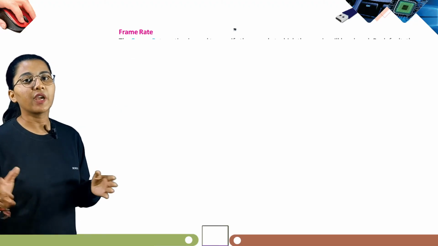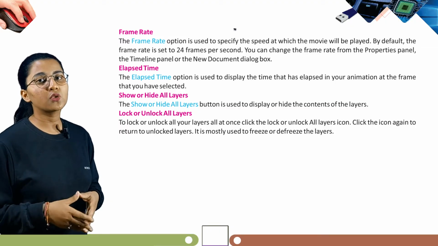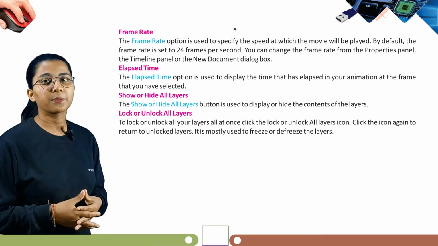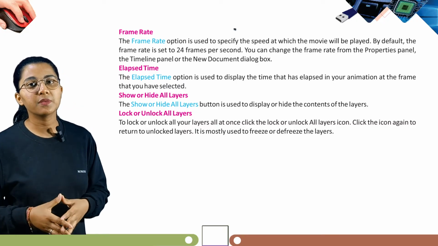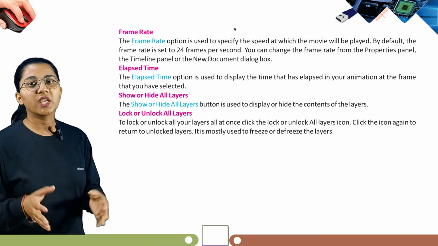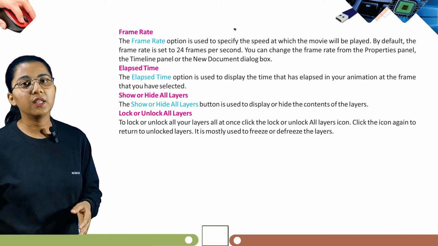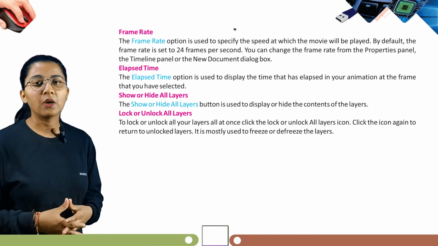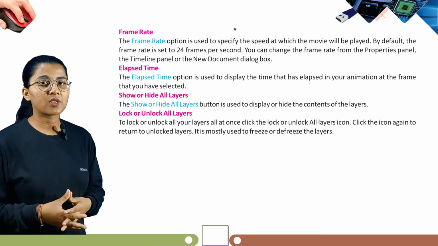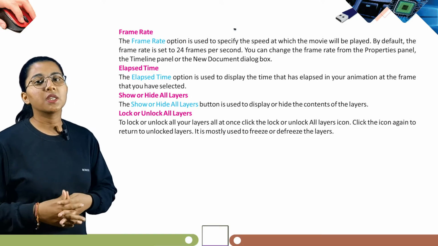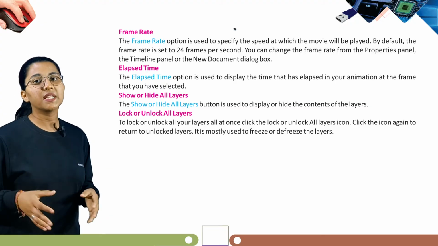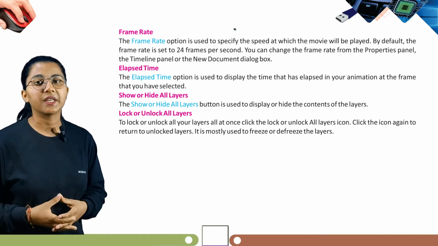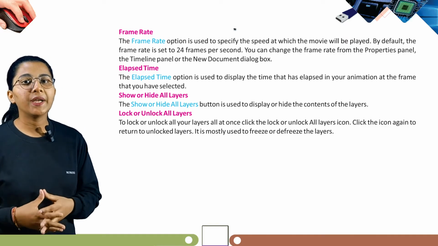Now next we have Frame Rate. The Frame Rate option is used to specify the speed at which the movie will be played. By default, the frame rate is set to 24 frames per second. You can change the frame rate from the Properties panel, the Timeline panel, or the New Document dialog box. Now students, next we have Elapsed Time. The Elapsed Time option is used to display the time that has elapsed in your animation at the frame that you have selected.